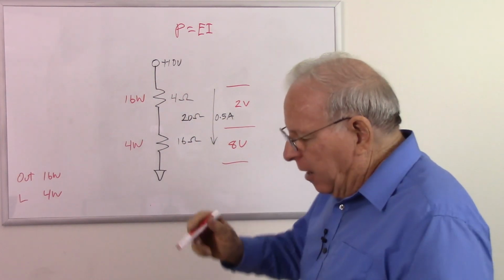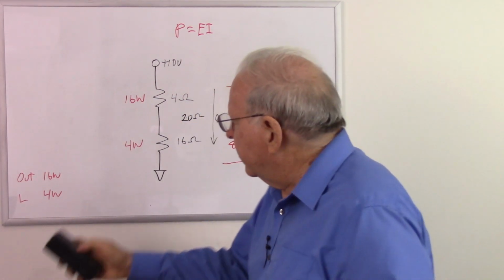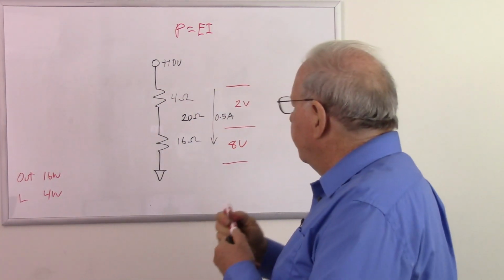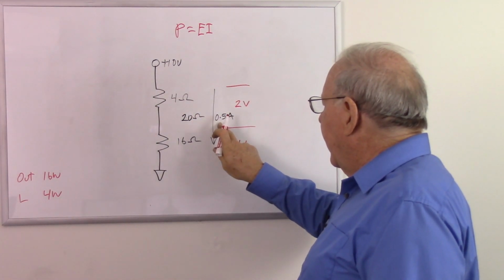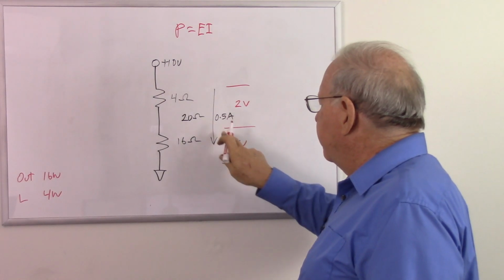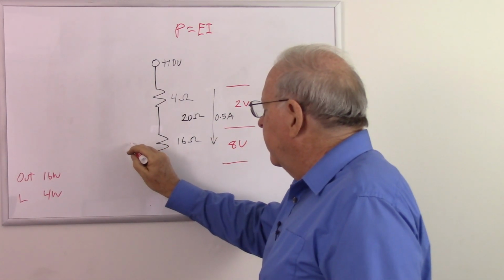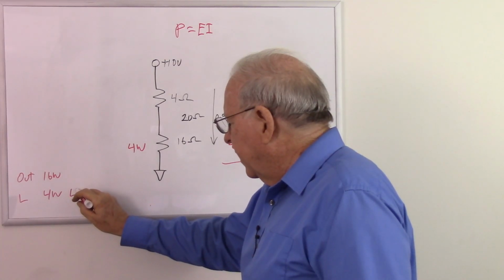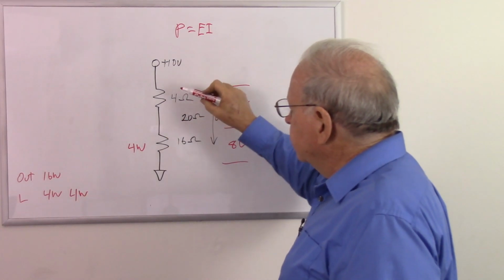So how much power are we going to produce? We should have erased this. Let's just go ahead and erase that now. How much power are we going to produce? In the load we have half an amp and 8 volts. 0.5 times 8 is going to be, again, 4 watts. So I'll just write that there. We're still at 4 watts.